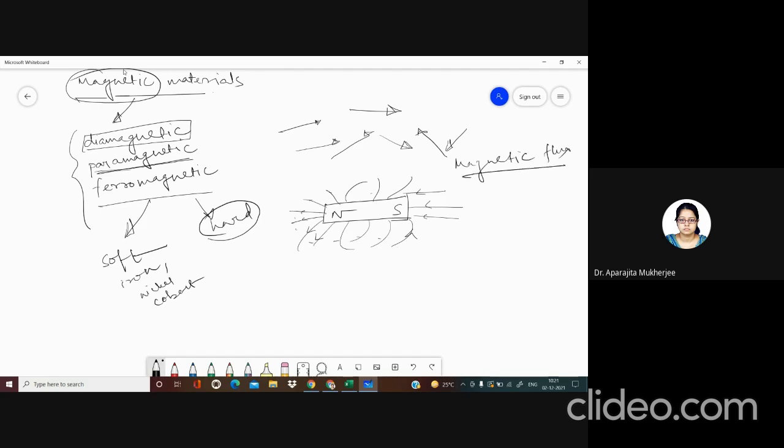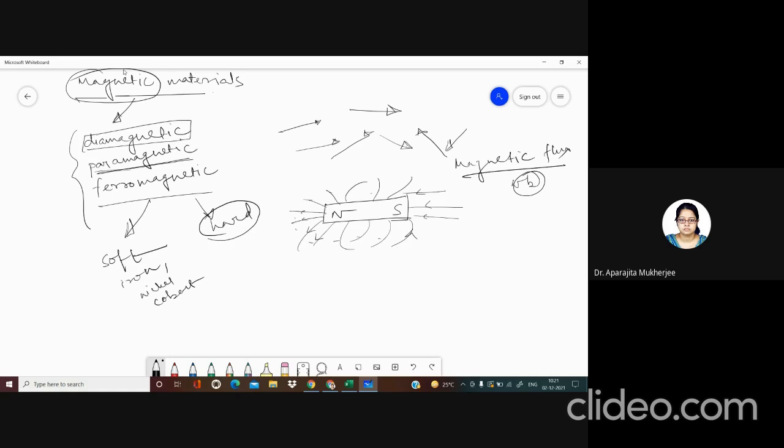Now flux is the total number of lines of force. We know very well that the total number of lines of force comprise the magnetic field. Now what is the unit? So the unit of magnetic flux is Weber. That is, a north pole of strength 1 Weber is supposed to radiate out a flux of 1 Weber. So we can say it will be in Weber.